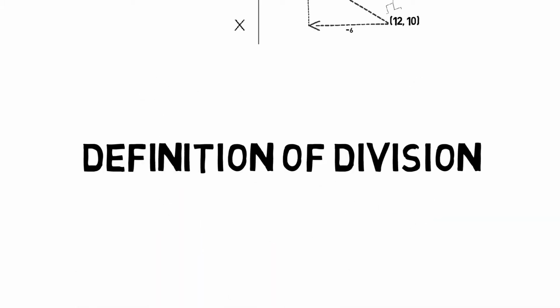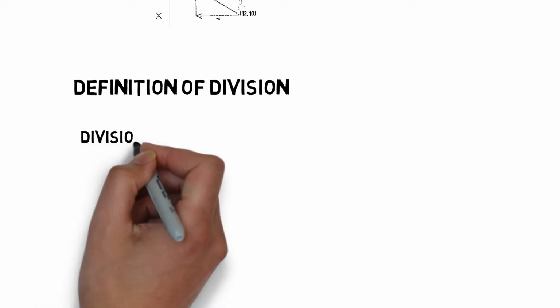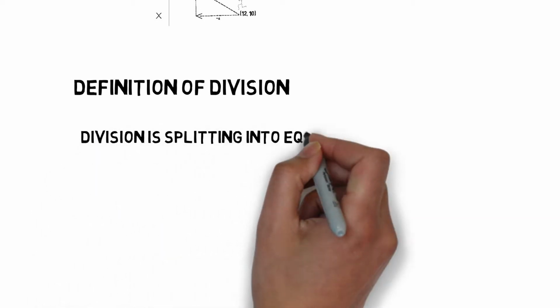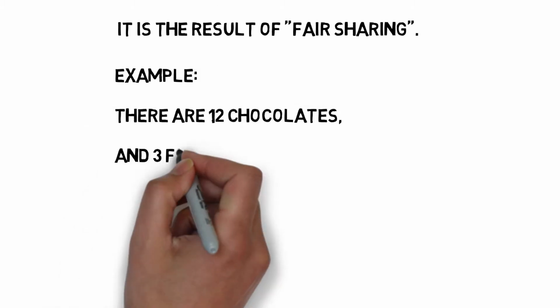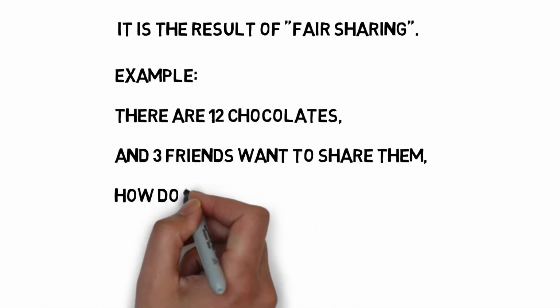Let's look at a definition of division. Division is splitting into equal parts or groups. For example, if there are 12 chocolates and 3 friends want to share them, how do they divide the chocolates? The answer is they each should get 4.